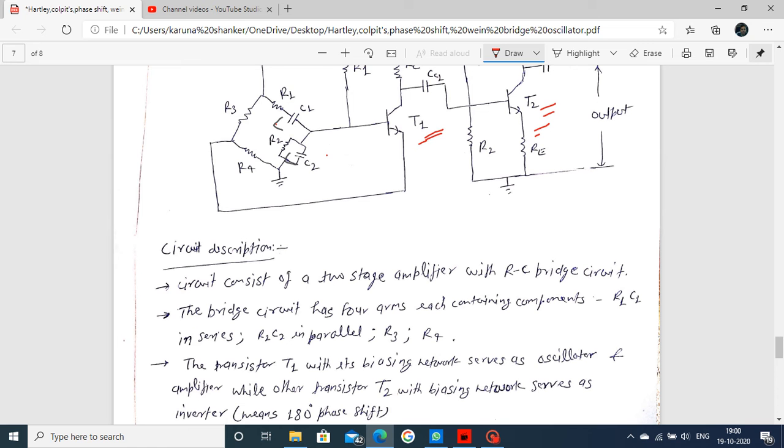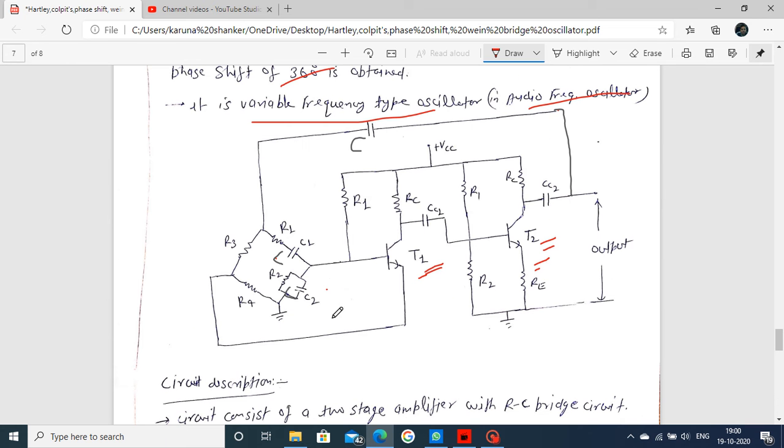Now see the circuit description. This is your bridge with four arms of your circuit. One of the arms uses a series combination of R1 and C1, and the next arm is the parallel combination of R2 and C2. Your third arm is the resistance R4, and the fourth arm is the resistance R3. This forms a bridge.